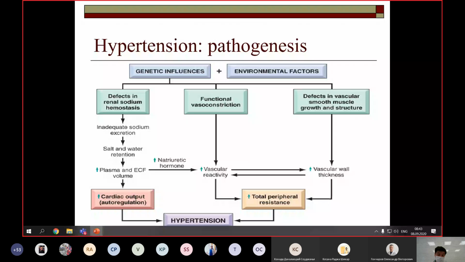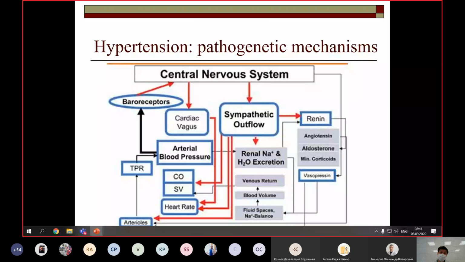So, to sum up, hypertension is a result of a combination of three factors. First of them, defect in sodium homeostasis. Second one, defect in vascular smooth muscle growth and structure abnormality associated with target organ damage. And third one, functional vasoconstriction that can temporarily appear in the patient under the control of other factors, including environmental and genetics.